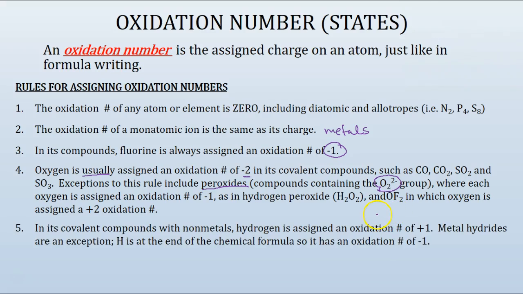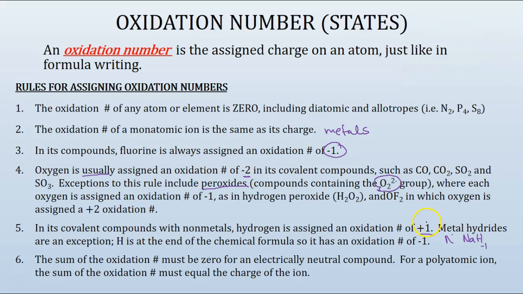Okay, in compounds with nonmetals, hydrogen is assigned a +1. So that means when hydrogen is part of a covalent bond, it's always going to be assigned a +1. But if we have a metal hydride, for example NaH, that's a hydride. That's going to be a -1 charge because the +1 is on the Na. So a couple of exceptions about the ones that we use all the time. We don't see these hydrides very often.